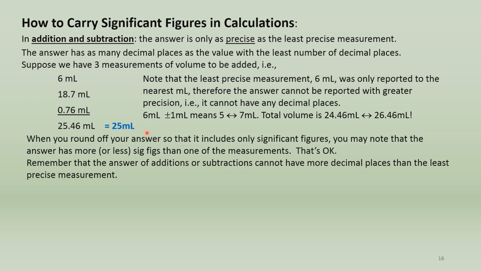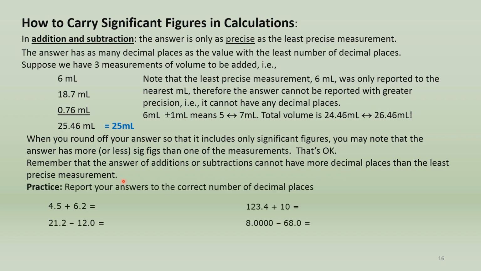So when you round off your answers so that they include only the sig figs as we have done, you may note that the answer now has more or fewer sig figs than one or more of the original measurements. For example, 25 mils has 2 sig figs, and it's more than 6 mils, which only has 1. That's okay. Remember that for addition and subtraction, we are counting decimal places, not sig figs.